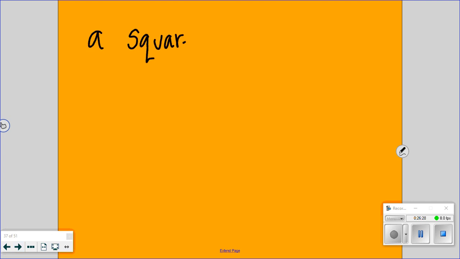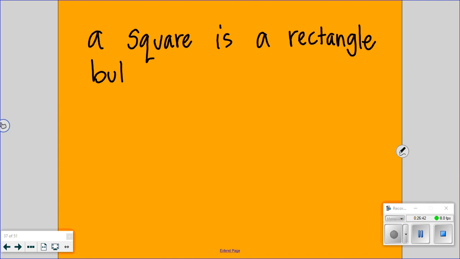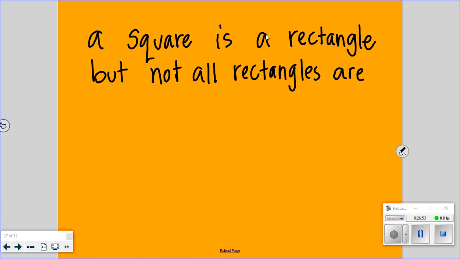A square is a rectangle, but not all rectangles are, what would be the last word in that sentence? Square. A square can be called a rectangle. All of them. Every single square you ever see. You could say there's a rectangle, but every single rectangle you see cannot be called a square.